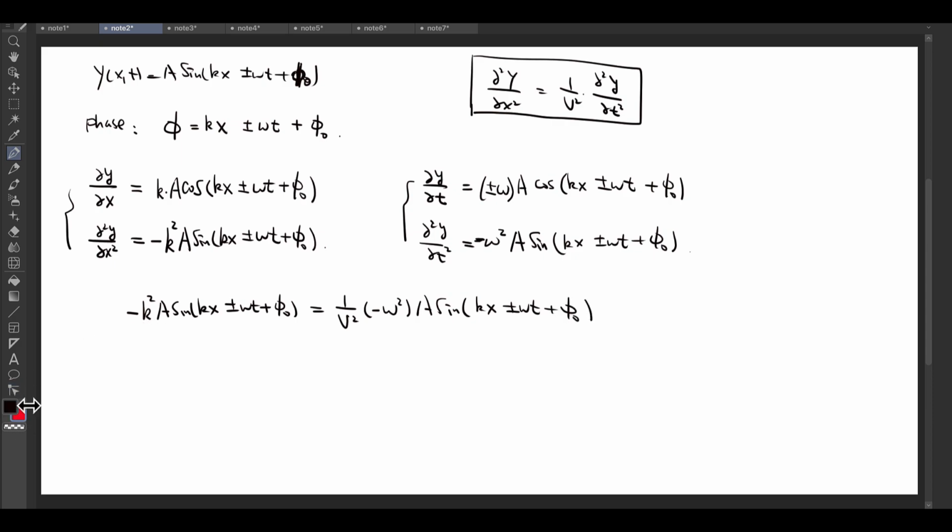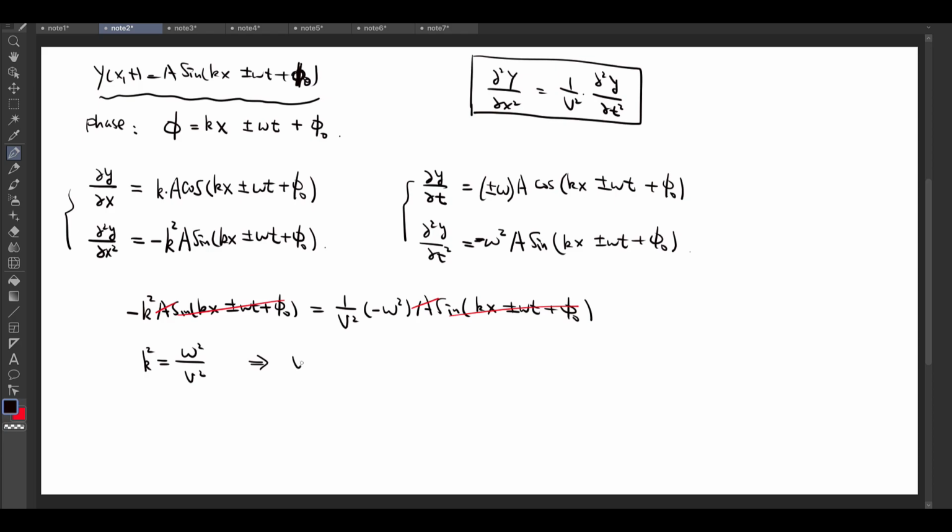Now the sine function will cancel out. They're exactly the same, and also including the A here, they're also the same. So that leaves us this equation: k squared equals omega squared over v squared. Okay, so I'm going to say that that is the relation that we need for the solution to be satisfied. For the solution that we write down here to be satisfied by this differential equation, we need this relation.